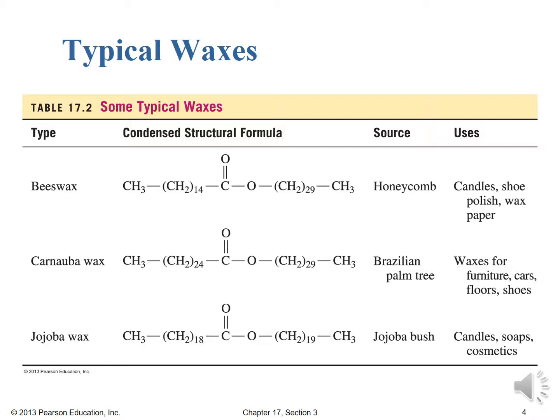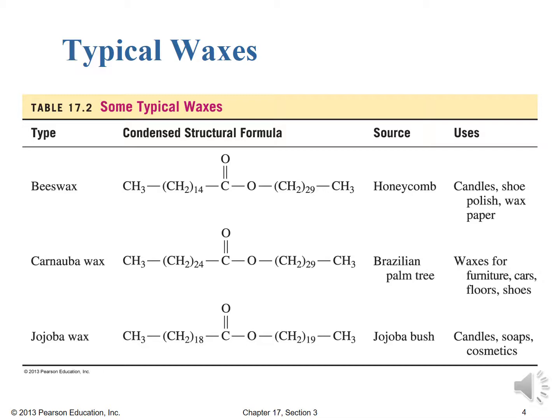If we look at carnauba wax, now we have an even longer fatty acid, right? 26 carbon fatty acid, 30 carbon alcohol again. The main source here is Brazilian palm tree, and this is where you get your waxes for furniture, cars, floor waxes, shoe wax as well. Again, it's larger, so it's not so much the shoe polish we see in the beeswax, it's more of a shoe wax here.